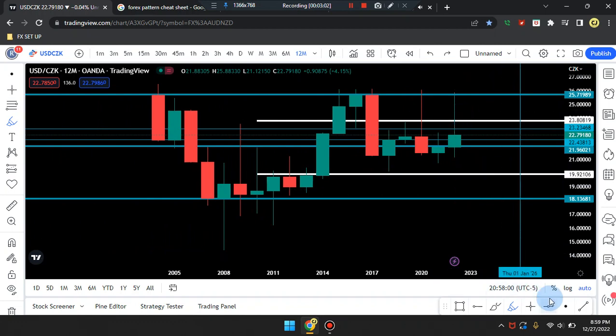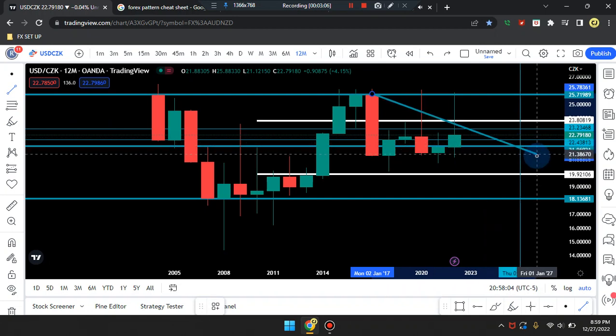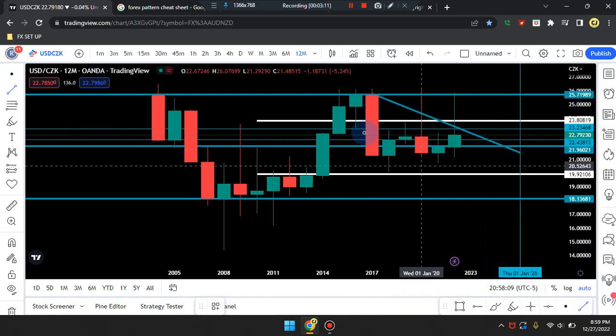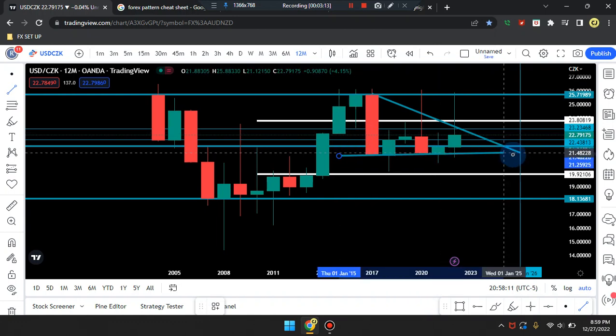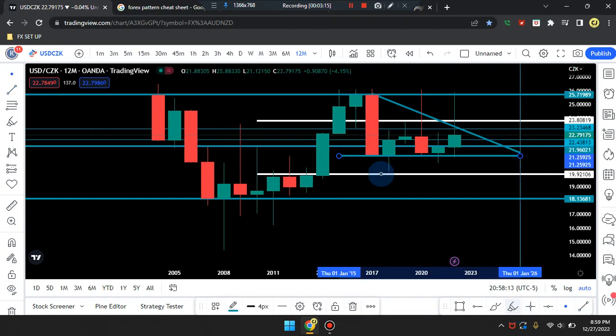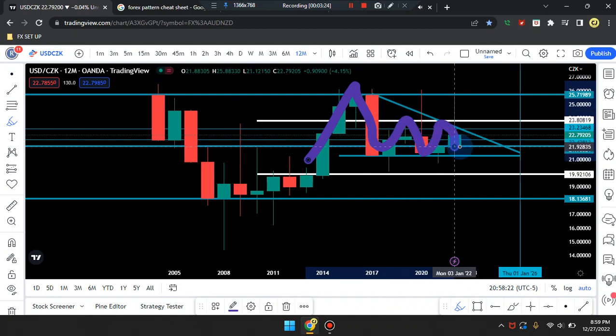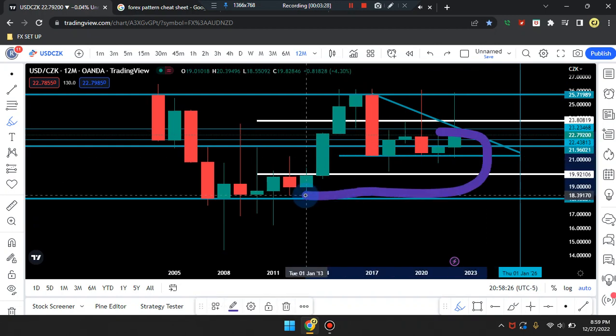Also, there's a pattern in here, so we'll do a wedge pattern. Connect the resistance of the body down to the resistance of the next body, and we connect the support going across. We see that the market has entered that wedge pattern once it tagged that area of the resistance, and it bounced up and down. We look for the breakout of that wedge pattern at the low. If price is coming from a pattern at that low, that can push that market up further.